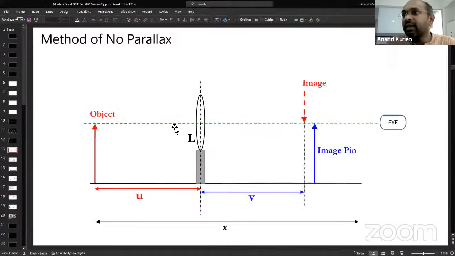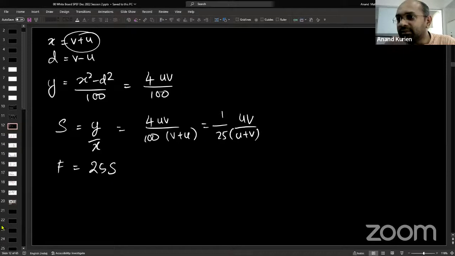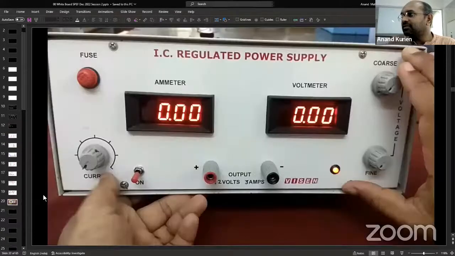I would suggest, in fact, yesterday I spoke to this person who used to deal my equipment. He's in Bangalore. There is something called an IC regulated power supply. I'll show you a photo of that. Let me share my screen. Let me see. Yes, this is the IC regulated power supply.